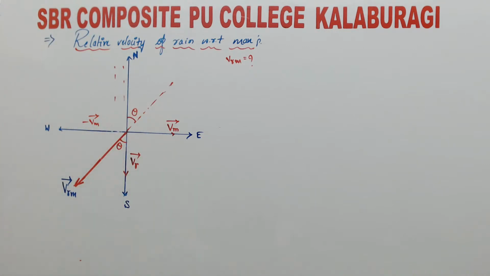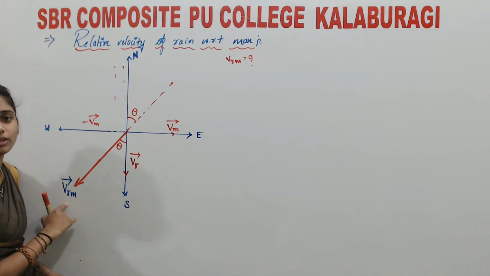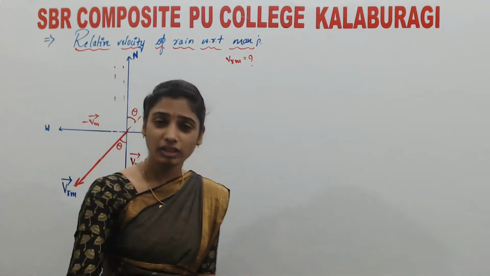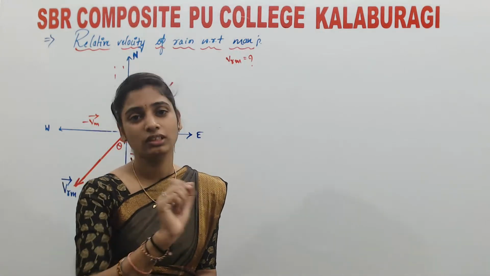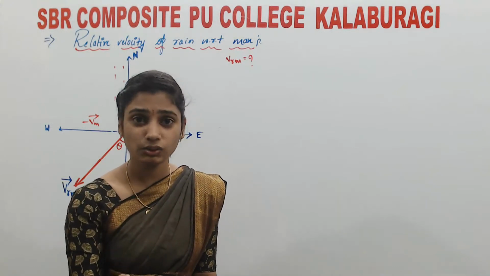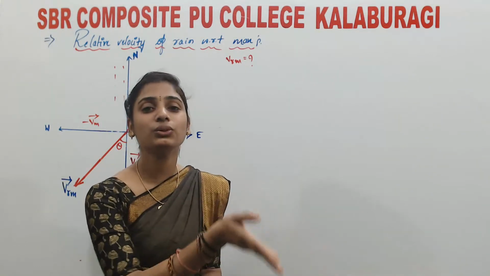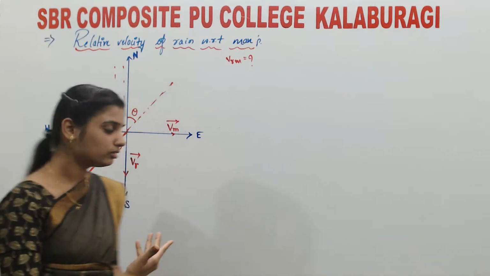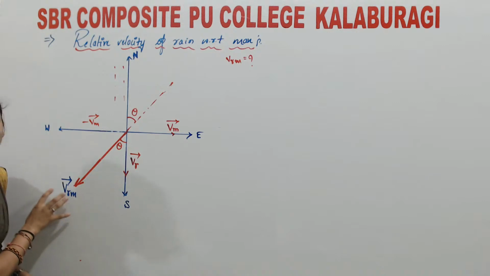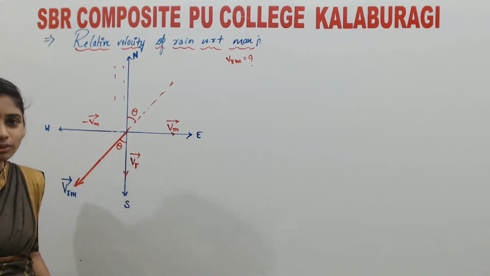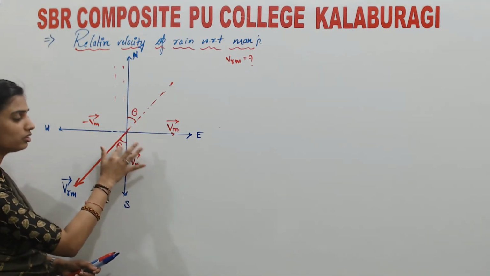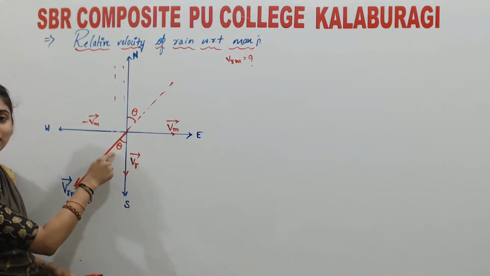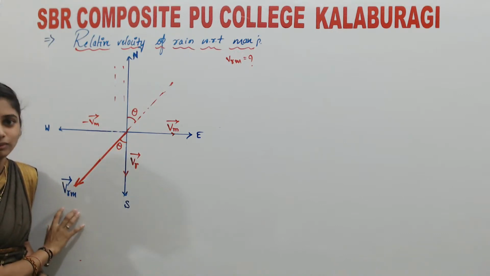So now we need to find the magnitude of the relative velocity of rain with respect to man. Why are we finding that? Because the man has to save himself by holding the umbrella. At what angle he has to hold the umbrella, and what is the magnitude of that resultant velocity, the relative velocity of rain with respect to man? We have to find out now. So we want theta as well as the magnitude of this VRM.